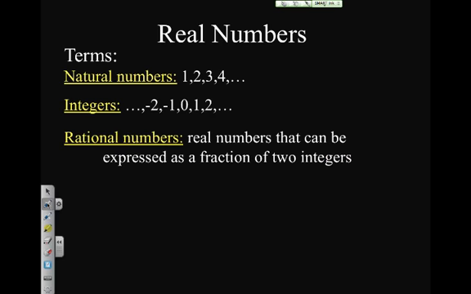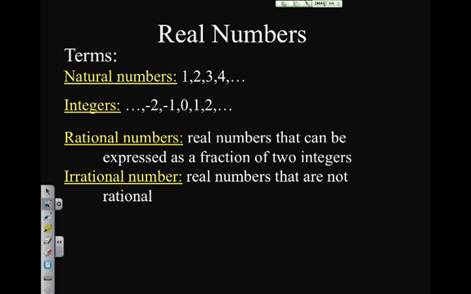The rational numbers are all real numbers that can be expressed as a fraction of two integers. So some examples of that: negative 5 over 2, 3, because 3 can be written as 3 over 1, negative 18 over 19, positive 1/2. Any of those would be examples of rational numbers.